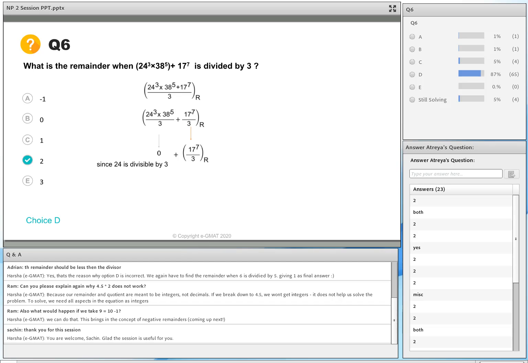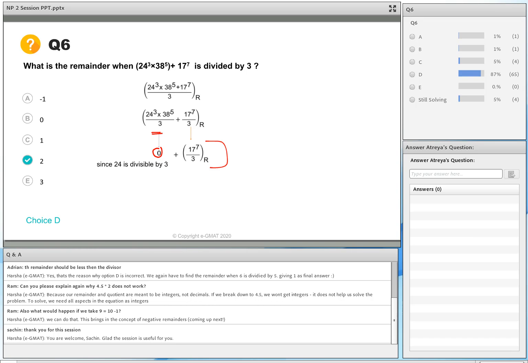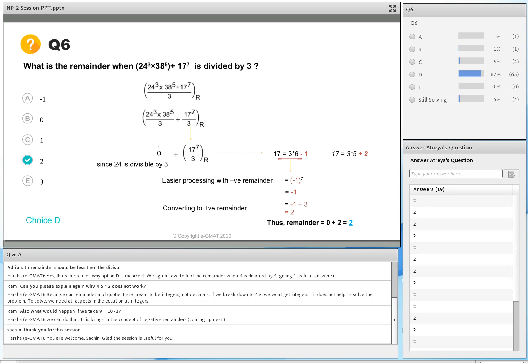So I know that 24 times 38 to the power 5 is going to give me a remainder of 0, and I won't spend much time over here. The only thing that I'm left with is 17 to the power 7. In the short answer poll, sequence 1 or sequence 2? First, the individual remainder, then bring in the power. So first I'll calculate the remainder when I divide 17 by 3. I either get a remainder of 2 or a remainder of 1.